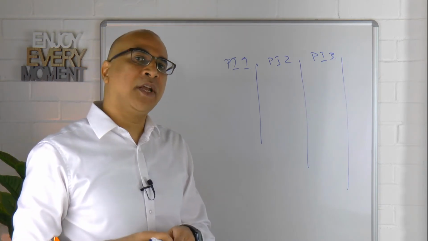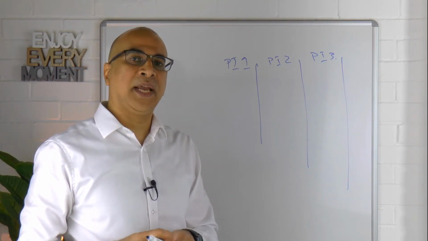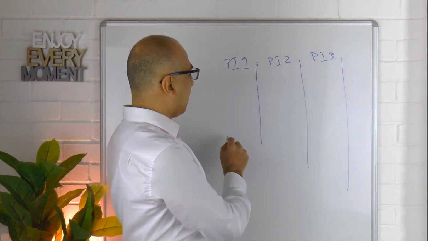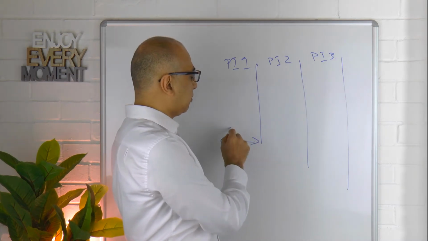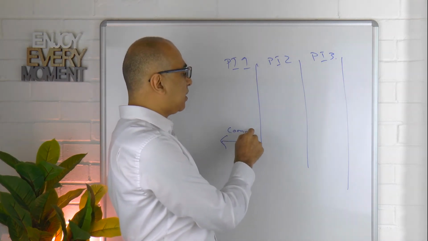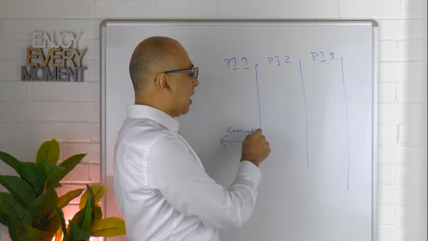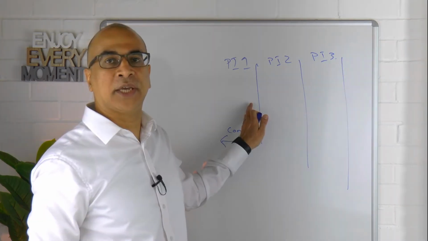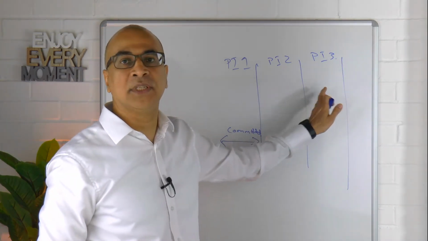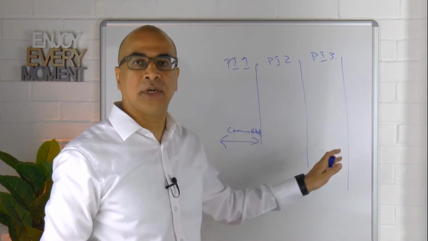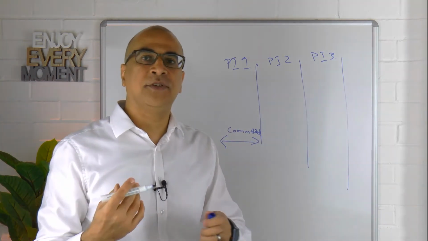Now, once we've done our program increment planning, we would have a committed program increment. The difference between our first PI in our roadmap and the remaining ones is that these are more like forecasts, okay? So we're not committed to those.